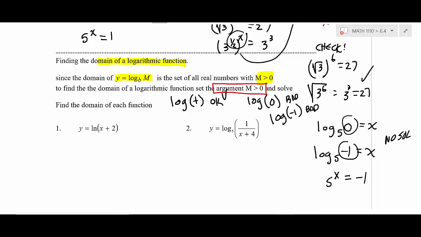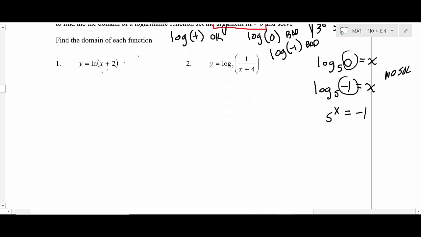Now sometimes that's super easy to do. Sometimes it requires a little bit more complicated things to do. So to start with this example 1, the argument is x plus 2. What kind of number does x plus 2 have to be? Positive. So what you'll do is you'll set x plus 2 greater than 0. That's an easy inequality to do. What do you do? You just subtract 2 from both sides. And what you'd end up having on that is x is greater than negative 2.